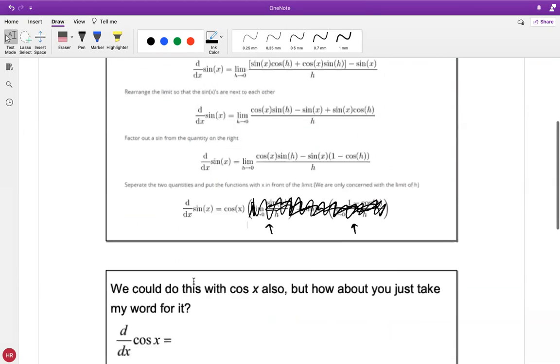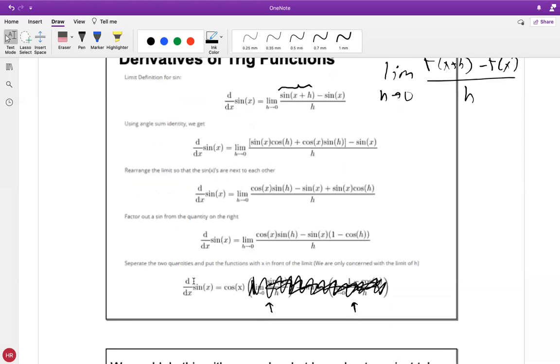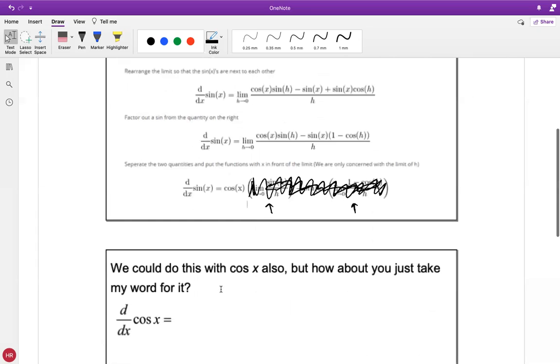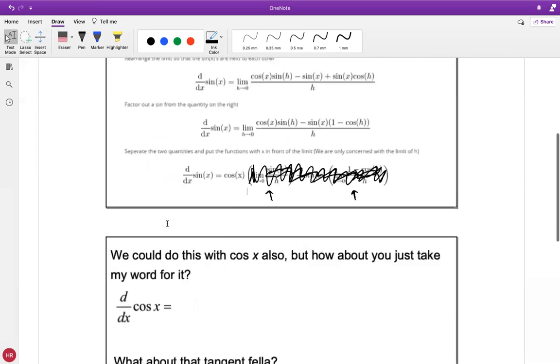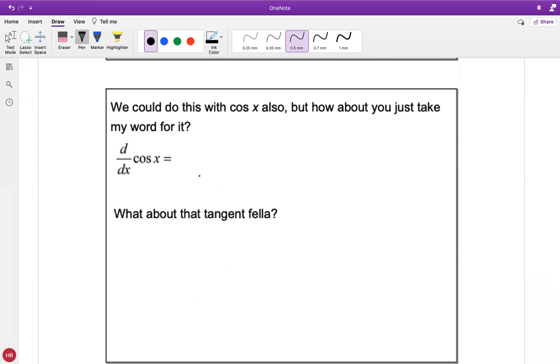So that's the derivative of sine. Derivative of sine x is cosine x. Boom. We could do this, and by this I mean make this cosine x plus h minus cosine x, and then use a cosine sum formula and blah, blah, blah. We're not going to do that. Turns out if we do all that, the derivative of cosine ends up being negative sine x.